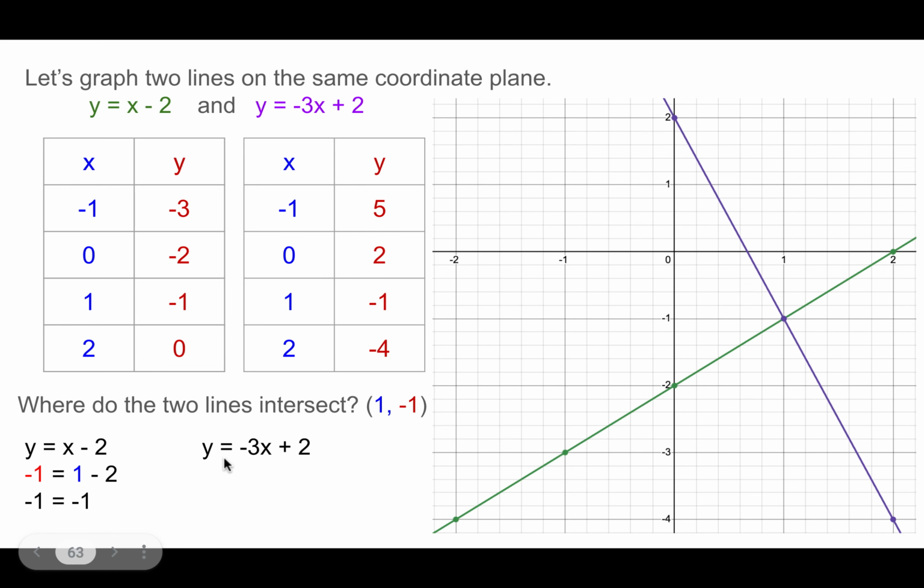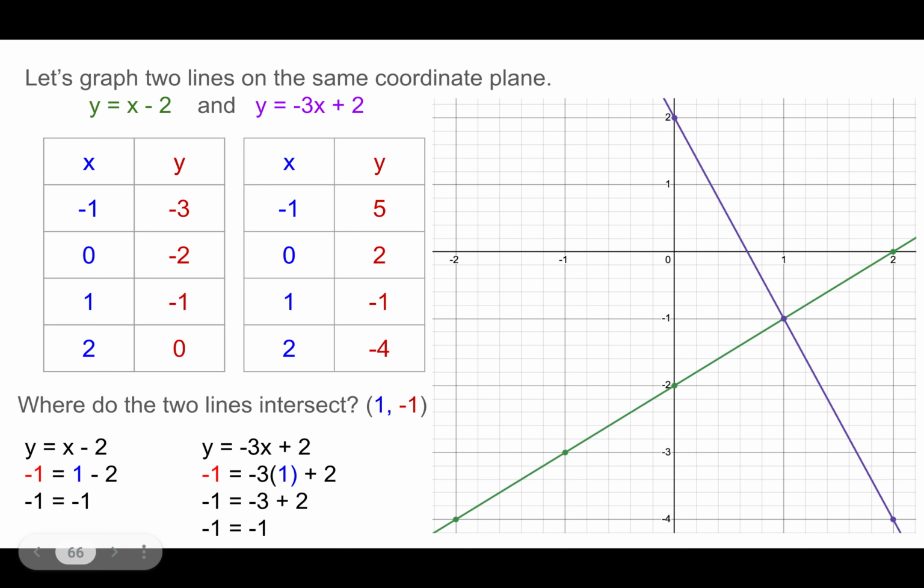Now let's check with the purple line. y equals negative 3x plus 2. Again, replacing the y with the negative 1 and the x with a positive 1. So negative 3 multiplied by 1 is negative 3. So negative 3 plus 2 is negative 1. So again, it checks. So that's a way that we can make sure that we graph our lines correctly.